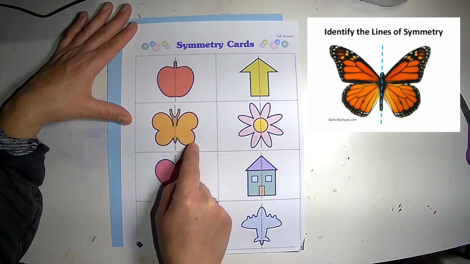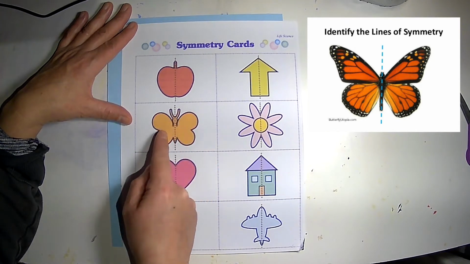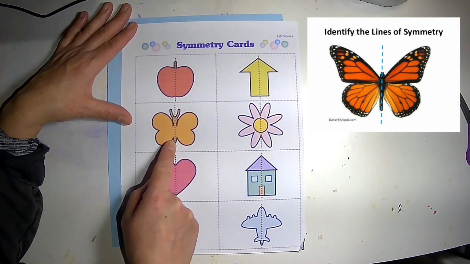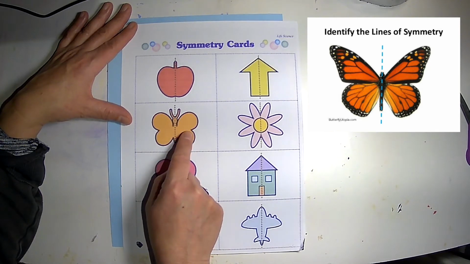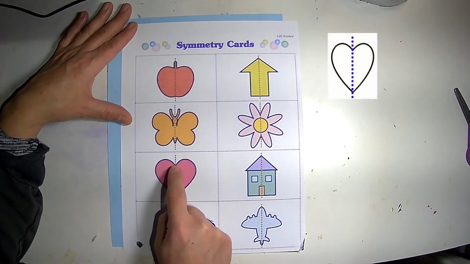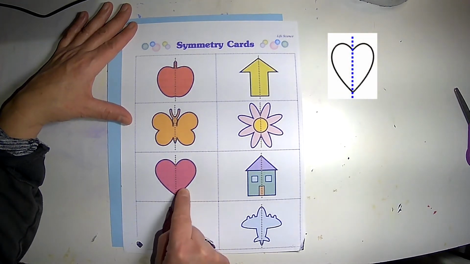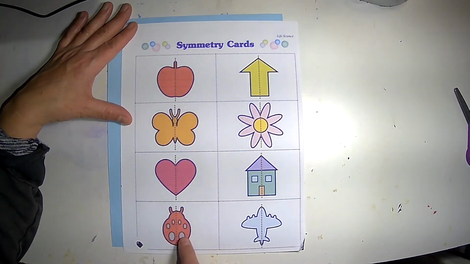If we cut the butterfly out and follow the lines and fold it over right on the dividing line or the mirror line, it would be exactly the same on both sides. It's the mirror opposite. A heart shows symmetry. You can see the shape is exactly the same on both sides with the dividing line. Also, this wonderful little ladybug is symmetrical or has symmetry.